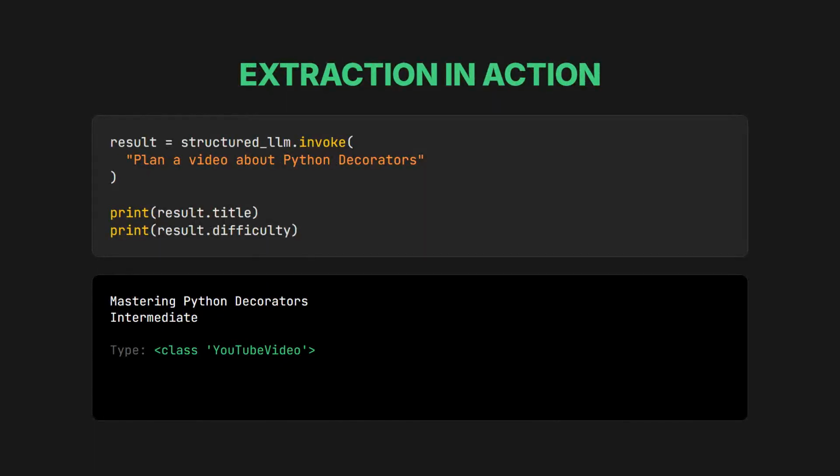Now look at the result. When we invoke the model with a simple prompt like "plan a video about Python decorators," we don't get a string back. We get a YouTube video object. We can access result.title or result.difficulty directly as properties. The data is already typed, validated, and ready to use in your application's logic. This is how you build reliable systems on top of LLMs.